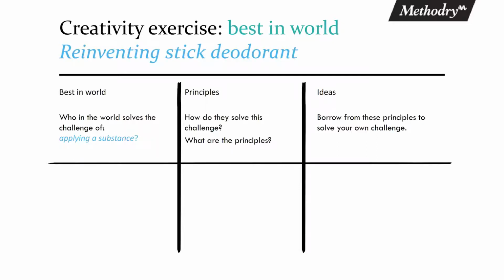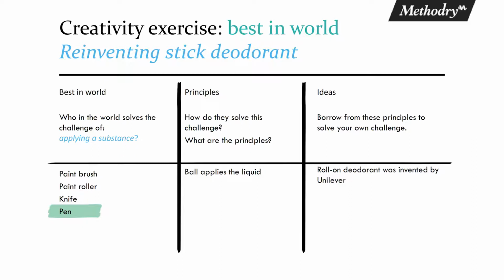So as another example, we want to have a look at reinventing stick deodorant. And this is something Unilever did not so long ago. What they were looking at was who's the best in the world at applying substances to a surface. And they came up with, well, it could be a paintbrush or a paint roller or a knife or a pen. These are all good ways of applying a substance to a surface. So they looked at the pen and they said, well, what's the principle that the pen uses in order to apply a liquid to a surface? And they realized that it was the ball in the ballpoint pen that was important. So they took from that idea, if we could make that ball bigger and use it to apply deodorant rather than ink, that would work. That would leave us in a position where we would have something better than the stick deodorants we have now. And roll-on deodorant was invented by Unilever simply by looking at the best in world and the principles that they used.